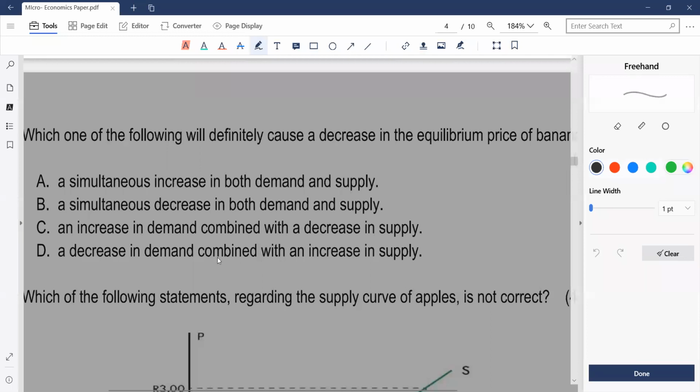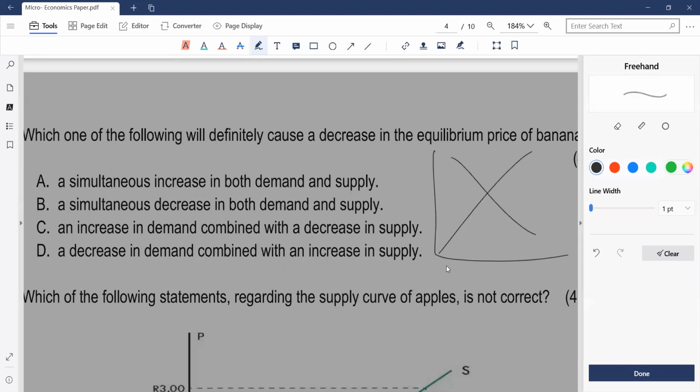B: a simultaneous decrease in both supply and demand. Let's do this. If supply decreases, supply will come there. Demand will come there. But the price comes from there to there. So the equilibrium price does not obviously decrease. The supply curve has decreased, demand has decreased, but the price has increased. So B is not the answer.